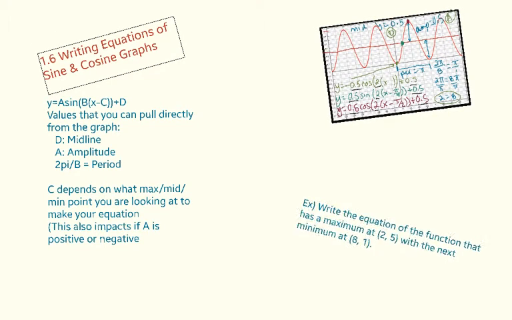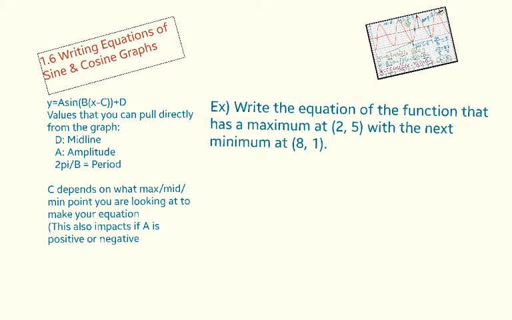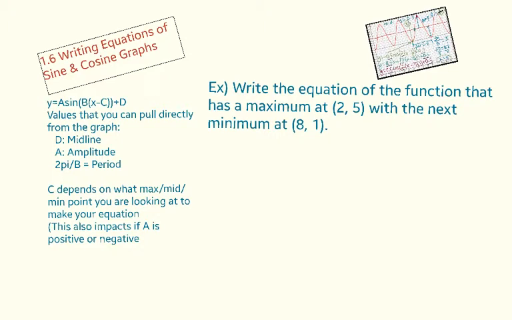The other way that we can see this is if I just give you a couple of points, and within those points I ask you to come up with an equation. So in these cases I want to create a picture. In this particular example, we are given a maximum at 2,5, and then my next corresponding minimum at 8,1. I'm just going to give some sense of scale. I'm going to say this is 2 and this is 5. So I have a point here. And then the next point is the next minimum.